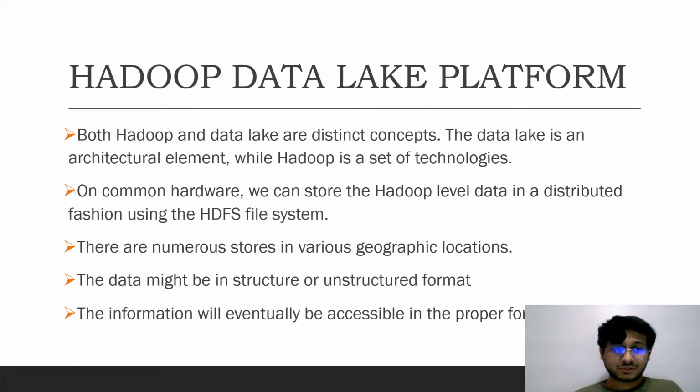There are numerous stores in various geographic locations. Data comes in many various forms, including JSON, Avro, Excel, and text format. The data might be in a structured or unstructured format. The information will eventually be accessible in the proper format. It must be delivered to the system for the downstream. The final data will then be accepted by the downstream systems. It will build a live dashboard on top of the data.